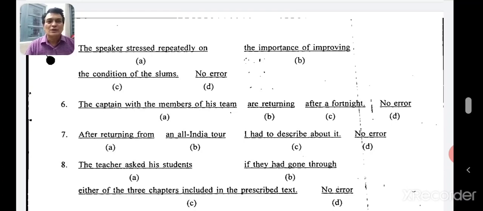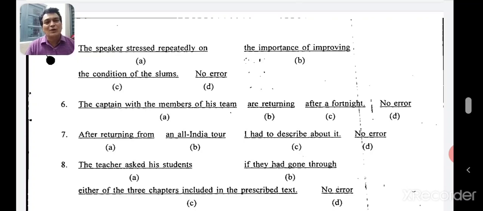So therefore, the verbal phrase has to be is returning. So in place of are, what should be there? Is should be there. The captain with the members of his team is returning. So it doesn't depend upon the members of his team, but it depends upon the captain. So whenever you are using with, along with, or as well as, then the verbal phrase will depend upon the first subject, or the former subject. Let's go to the next one, seventh one.